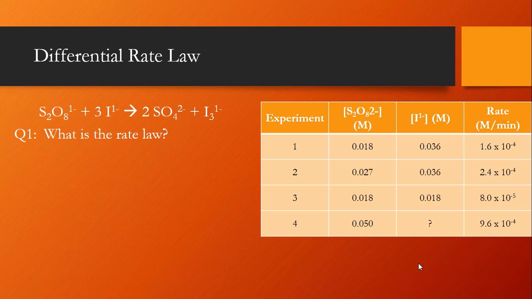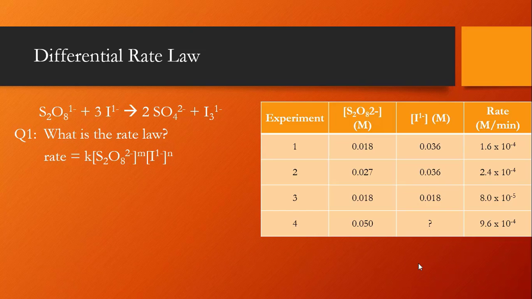So here is one for you to do. What is the rate law? Figure it out. I'll give you the answer, then walk you through it. Go. And the correct answer is the rate is equal to K times the concentration of the S2O8 2 minus ion times the iodide ion.